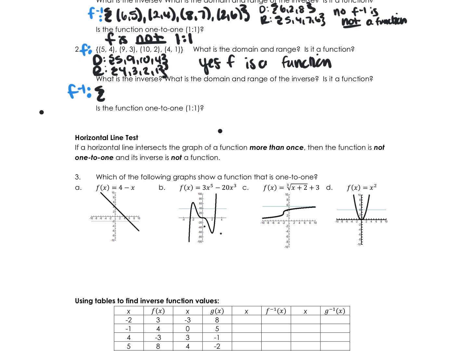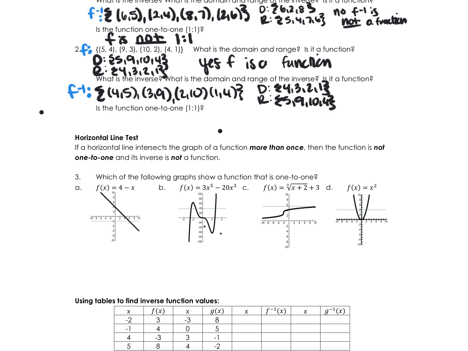And then when you find the f inverse, all you need to remember is switch your x and y. So 4, 5, 3, 9, 2, 10, and 1, 4. So then your domain and your range, they just flip, right? They literally just flip-flop. So now your domain is 4, 3, 2, 1. And your range is 5, 9, 10, 4.